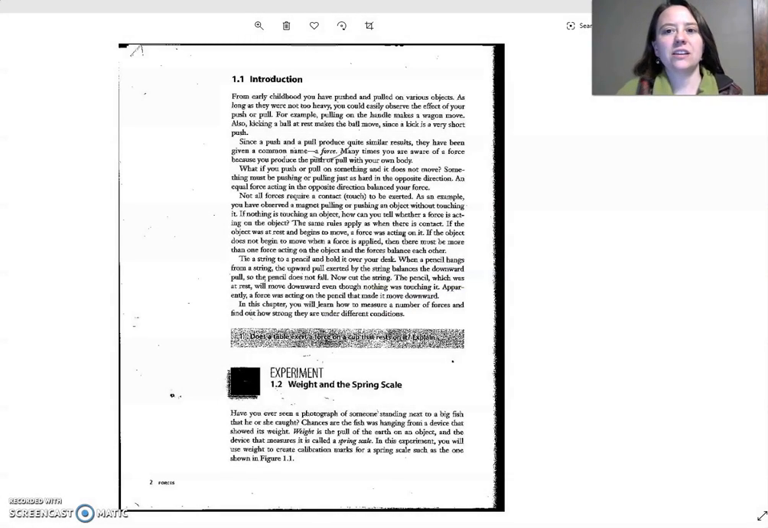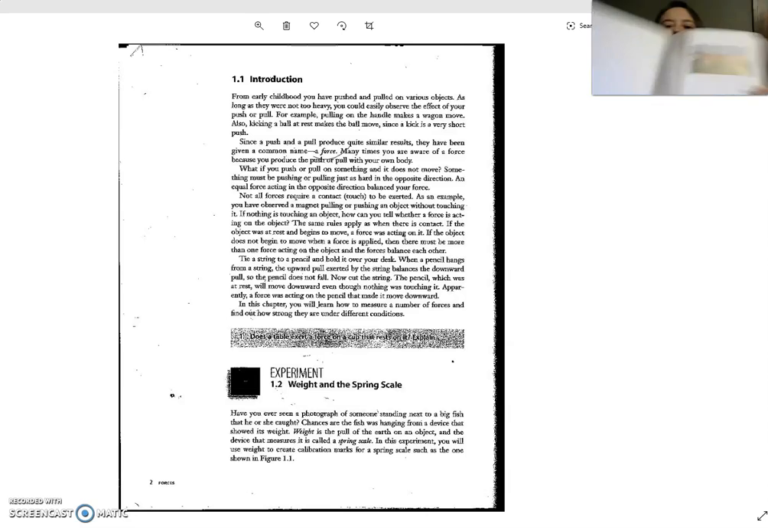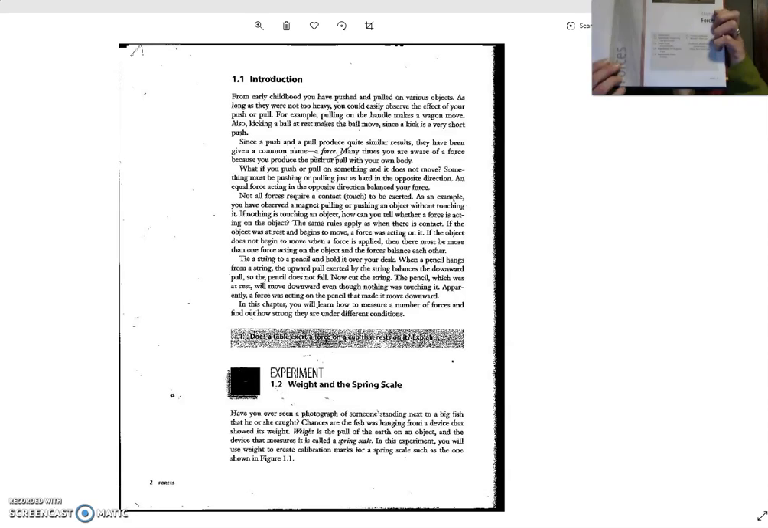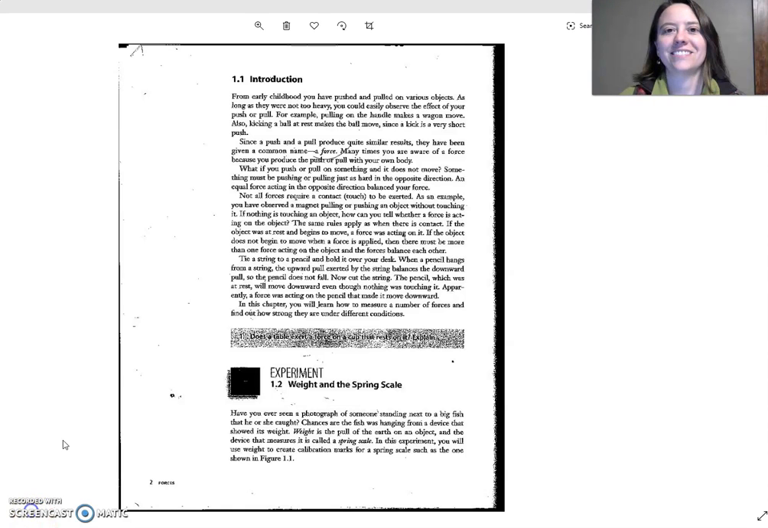Please find your new book, the red-orange one called Force, Motion, and Energy. We are starting with Chapter 1, page 2. I would like you to follow along like normal, with the exception that we're going to be doing some digital post-it notes instead of physical post-it notes in our books.